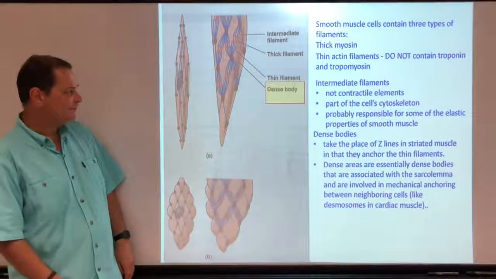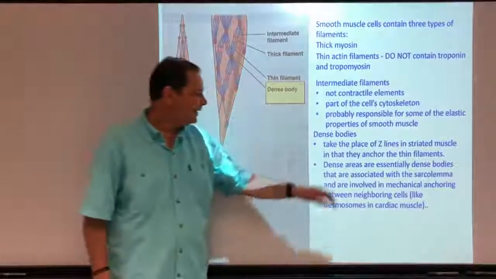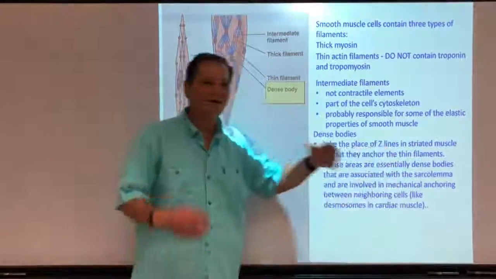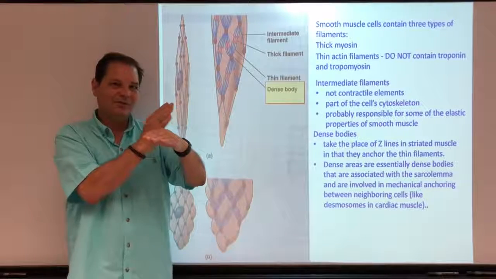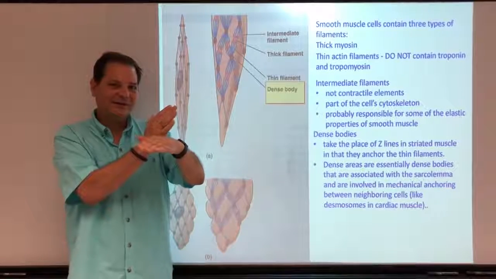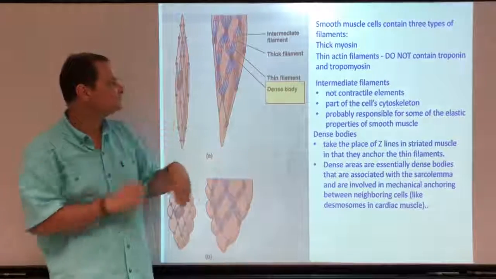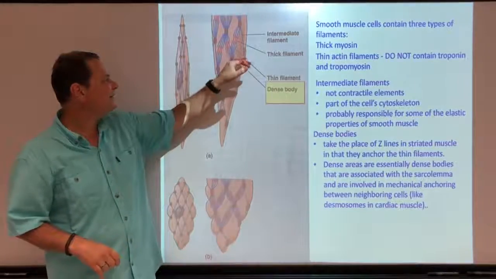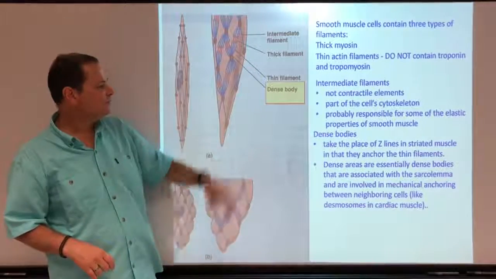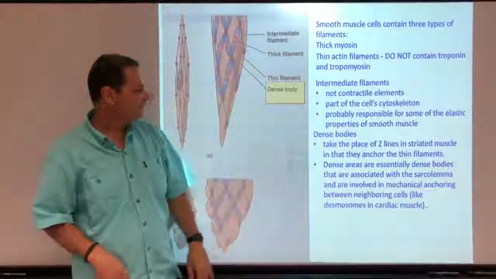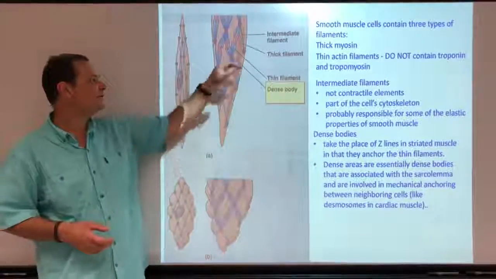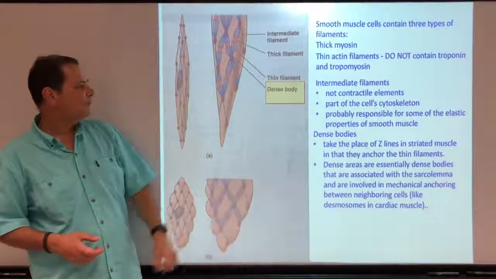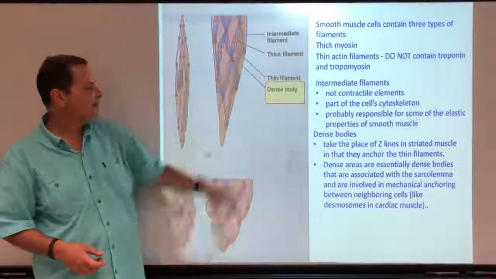And then you have dense bodies. So in cardiac muscle, you had Z lines, which anchored the myofilaments. The actin anchored into it. The actin anchors into dense bodies here and holds them in place in smooth muscle, and they act sort of like the proteins in the Z lines, but you can see they're much more discrete as they anchor in here.